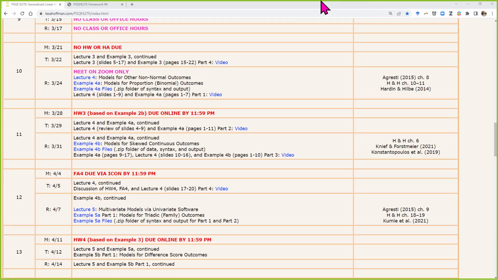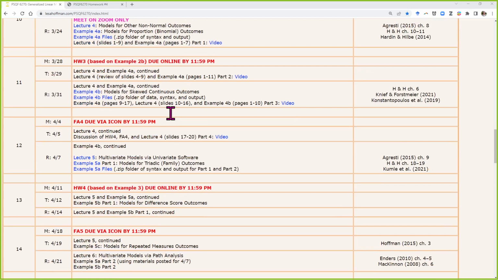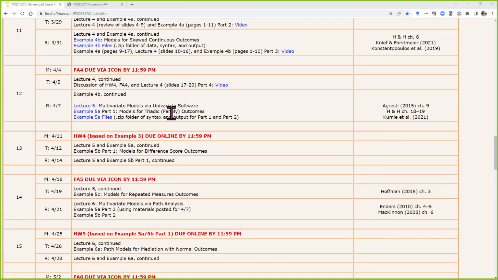So first up, I put up some new materials for today that I'm almost 100% certain we won't have time to get to, but I try to put things together that go together. So I put up example 5A and the files that go with it. This is going to be the first in a couple examples where we're going to do part 1 in one lecture, and then I'm saving the second half of it for path models.